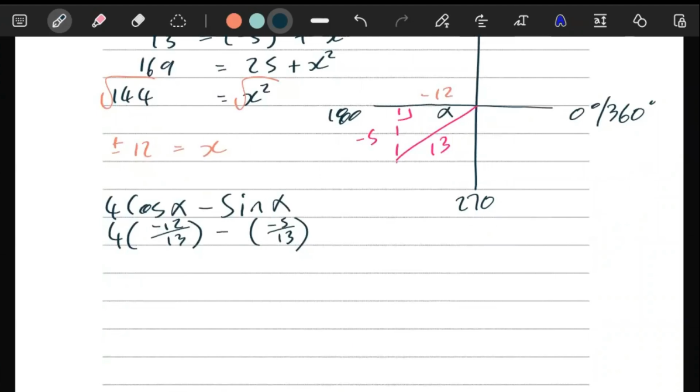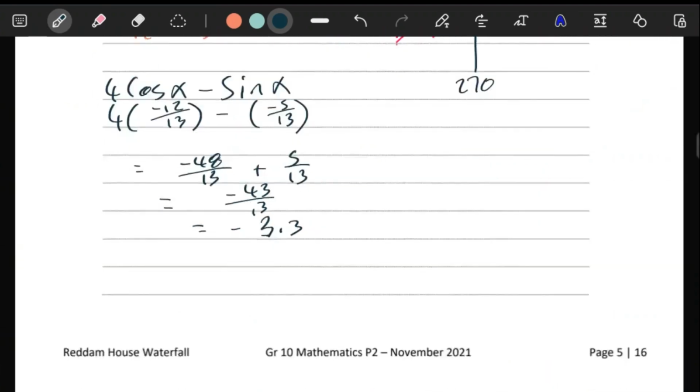Your next step here is going to give you -48 over 13, and then plus 5 over 13, and it's going to be -43 over 13. They did say we should put our answers to 2 decimal places, but this fraction is good enough as a final answer. Obviously you can leave it like this. If you want, you can go one step further and do the 1 decimal place item, which is just going to be -3.3, which is okay.